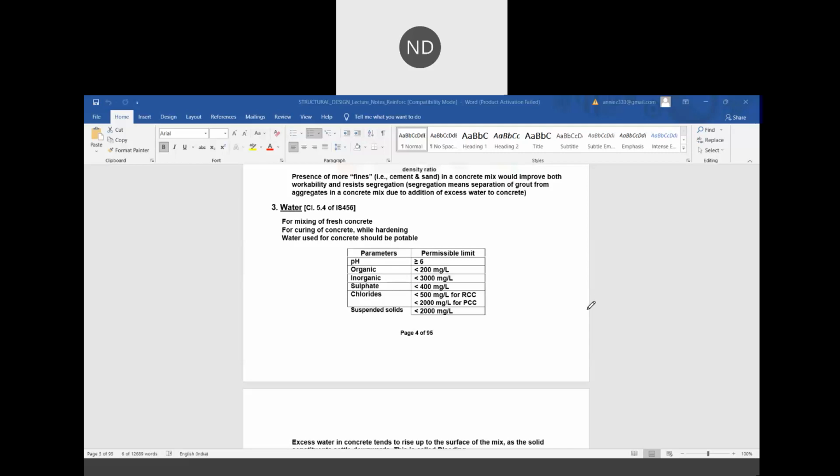In case of doubt regarding the development of strength, the suitability of the water for making concrete shall be ascertained. The sample of water taken for testing shall represent the water proposed to be used for concreting, due account being paid to seasonal variation.